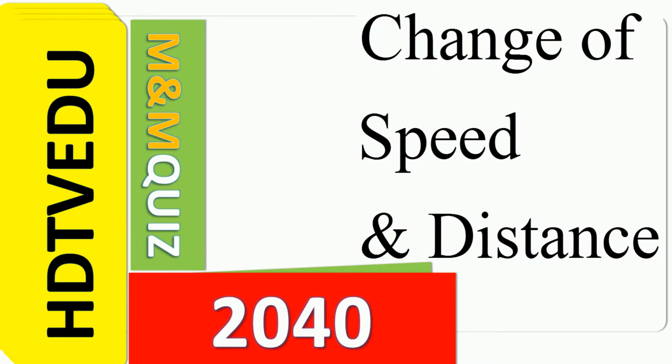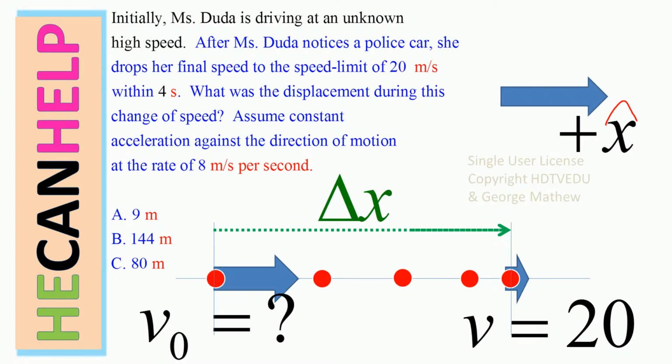M&M Quiz 2040: Change of Speed and Distance. Initially, Miss Duda is driving at an unknown, high speed. After Miss Duda notices a police car, she drops her final speed to the speed limit of 20 meters per second within 4 seconds. What was the displacement during this change of speed? Assume constant acceleration against the direction of motion at the rate of 8 meters per second per second.